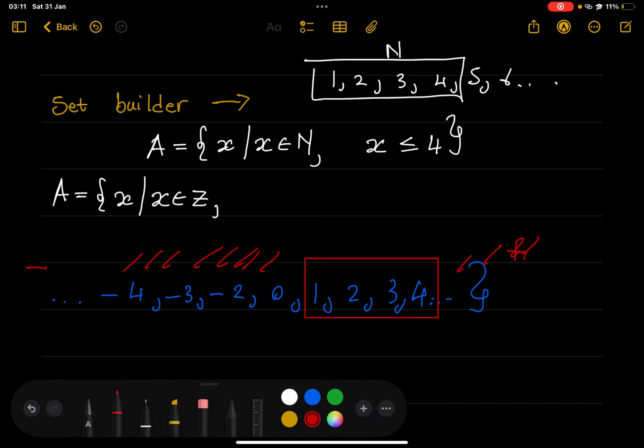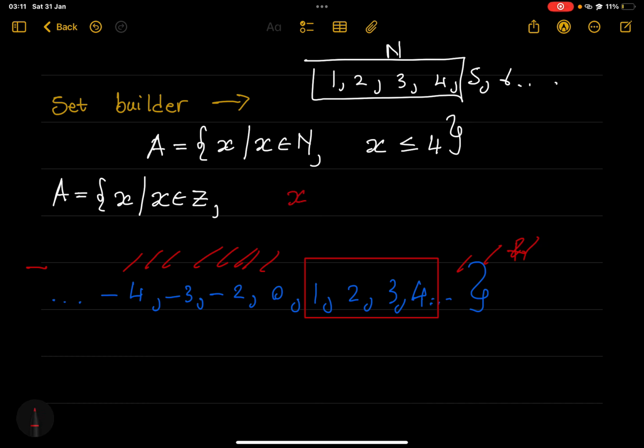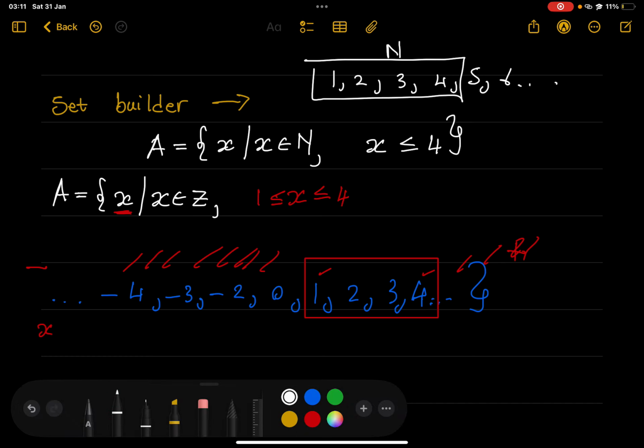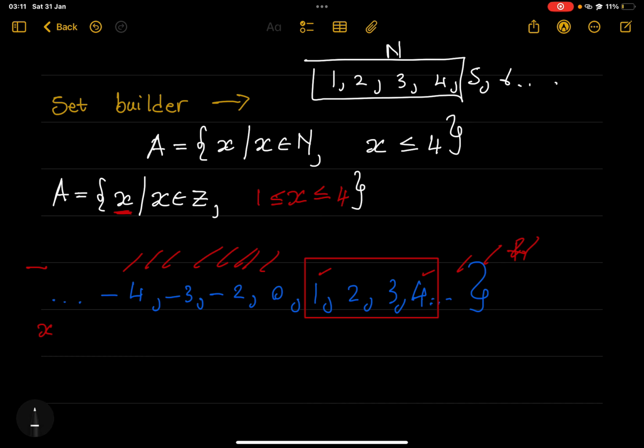So I will explain that property. I will put X here. I will tell them these are the values of X. So I'll tell them the value of X is greater than or equal to 1, and less than or equal to 4. So that is the thing that you must check before you choose your type of number.